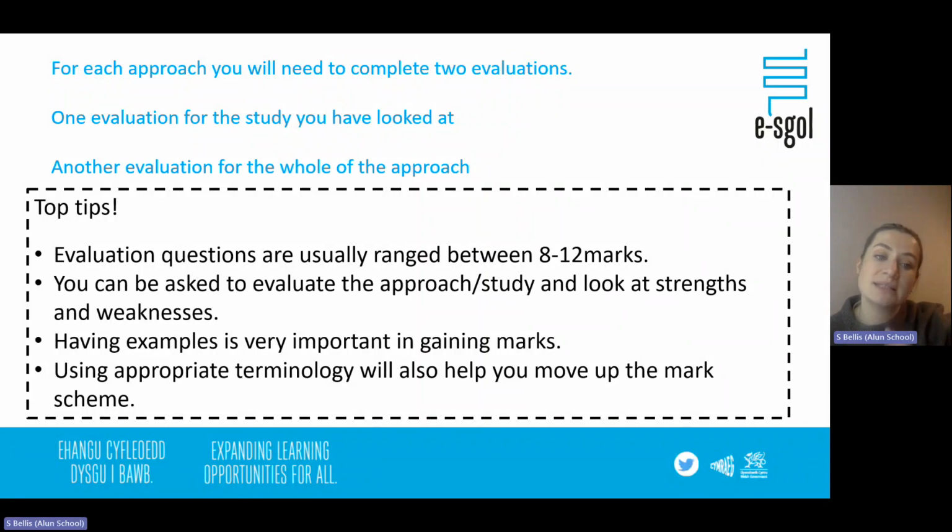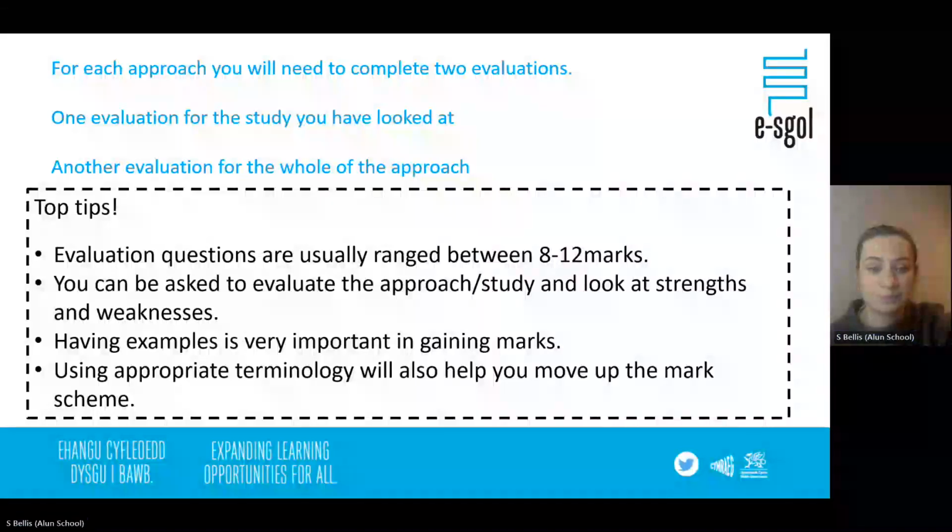And then, as always, it's using appropriate terminology, and especially within evaluation questions, that's really when you can use your terminology appropriately. It also is where you cross over a little bit with Unit 2, with your research methods unit, and you can bring in some of the terminology that you learn in that unit as well.